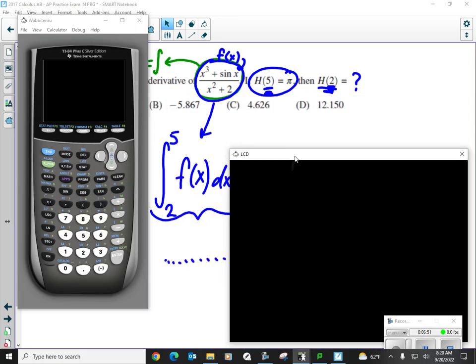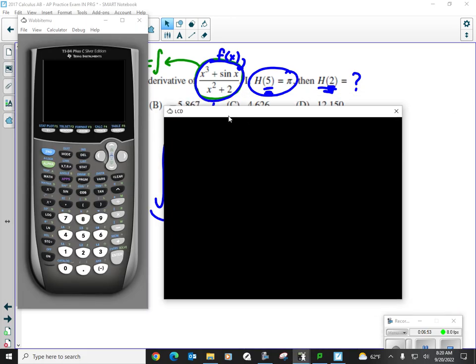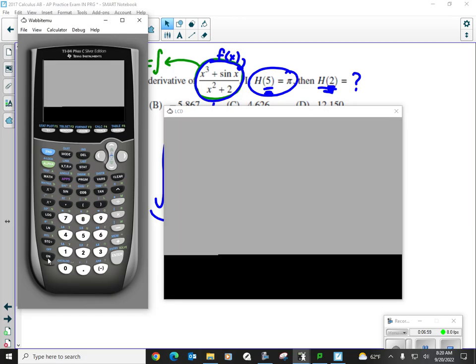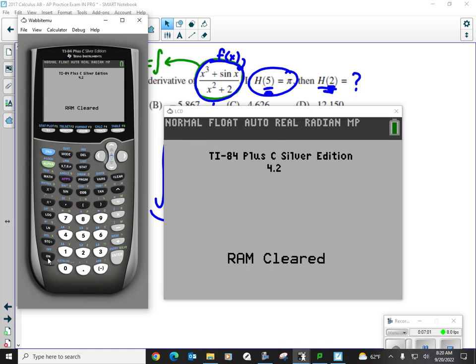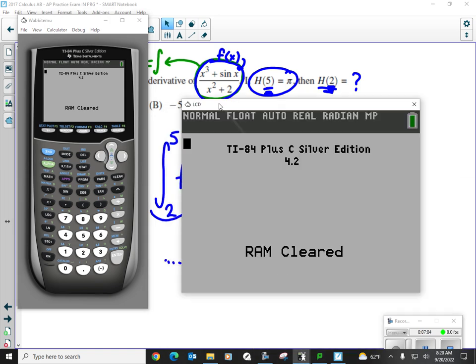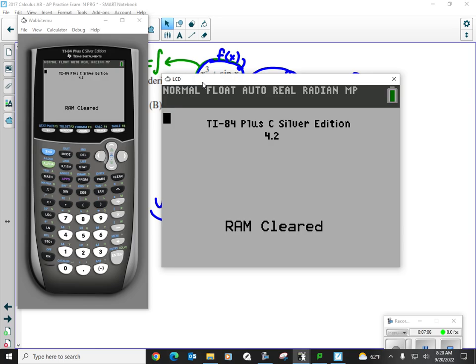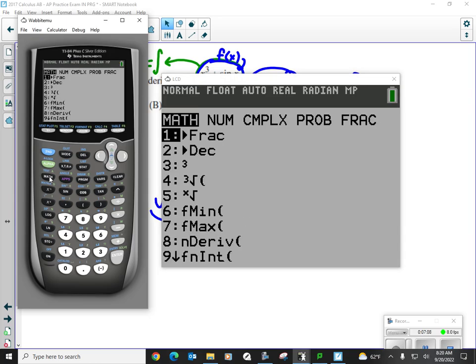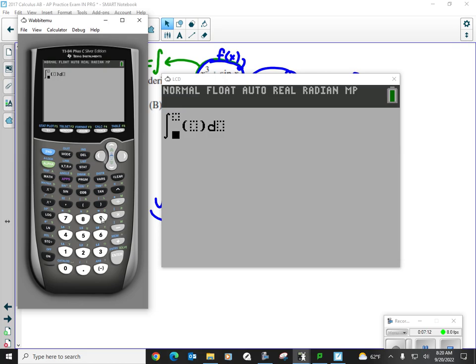I'm going to take this integration of f of x, and I'm going to set the bounds of 5, and that's 2, not positive 2. It's minus h of 2. So let's go math, and I believe number 9 says function int. That means my integral. Bottom bound is 2, upper bound is 5.